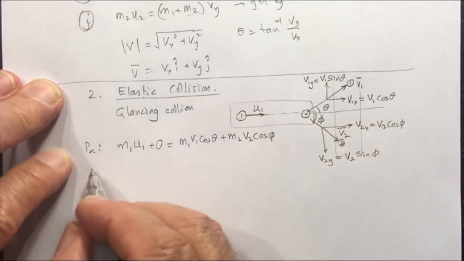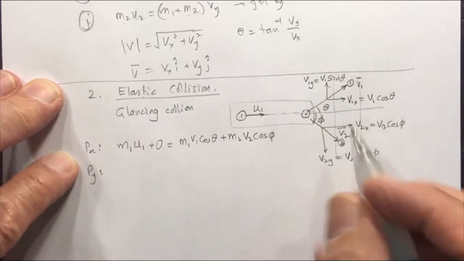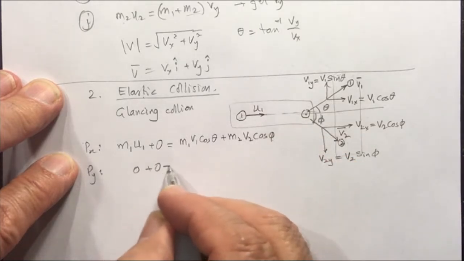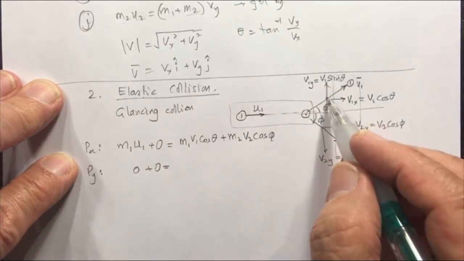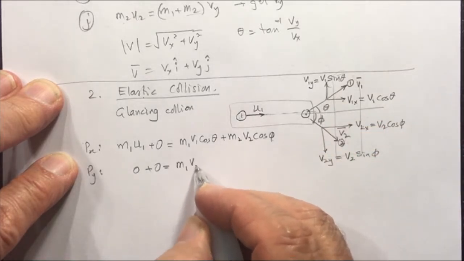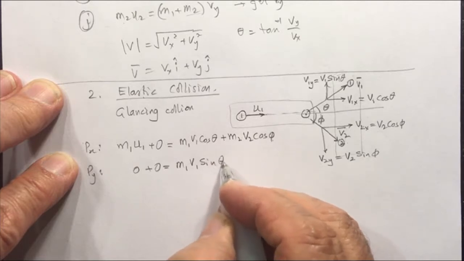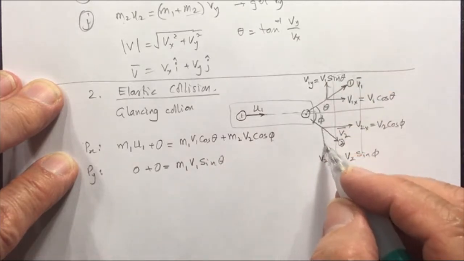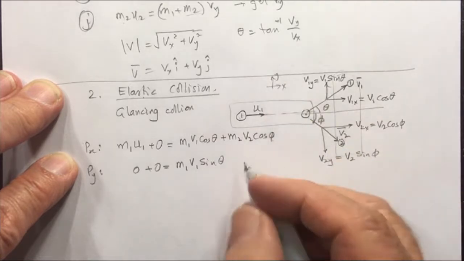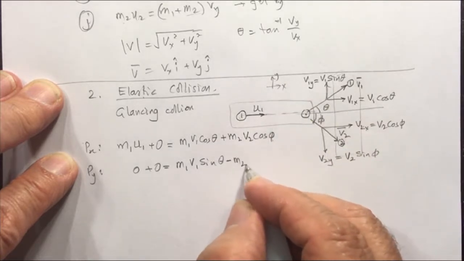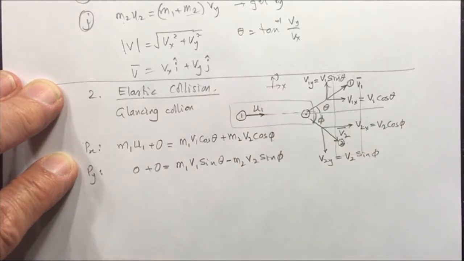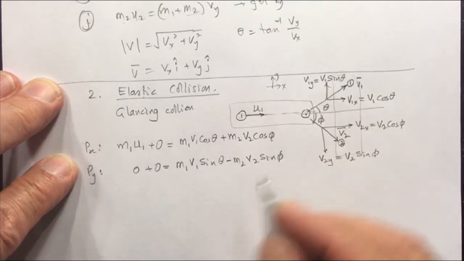So that's one equation. In the y direction, there's no component here, no component here, so it's going to be 0 plus 0. And here we have this component, so it's going to be m1 v1 sine theta, and this is in the negative y. Okay, so that's our x and y. So this is the negative y, so it's minus m2 v2 sine phi. So that's our first equation, that's our second equation.